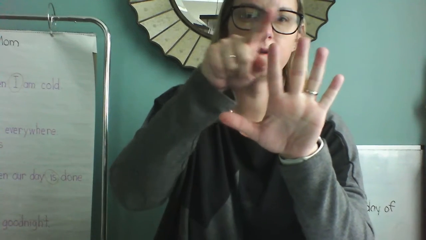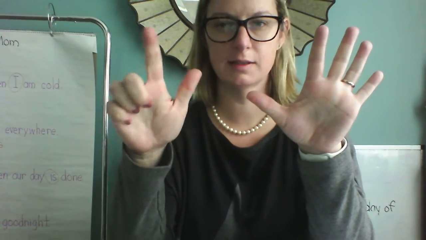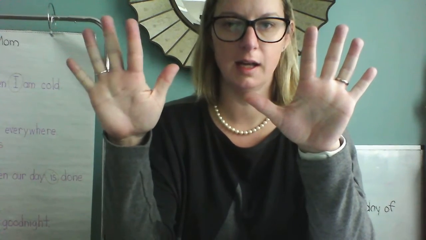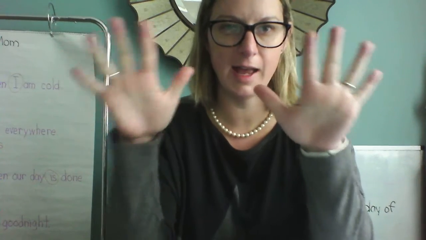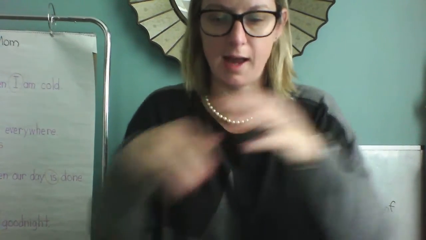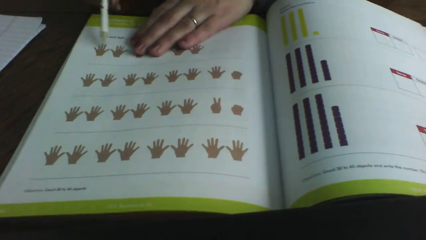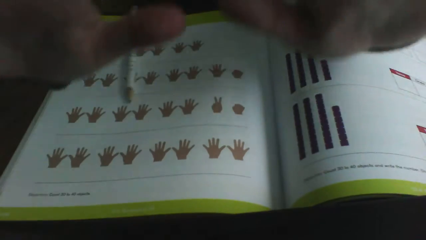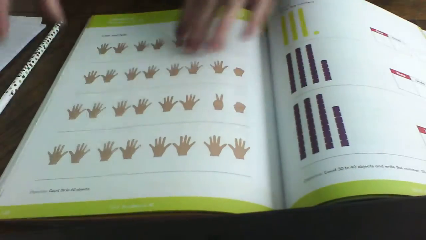1, 2, 3, 4, 5, 6, 7, 8, 9, 10. Right? I have 10 fingers. So we're using fingers to count today. So let's take a look. Two hands, 1, 2, has 10 fingers.